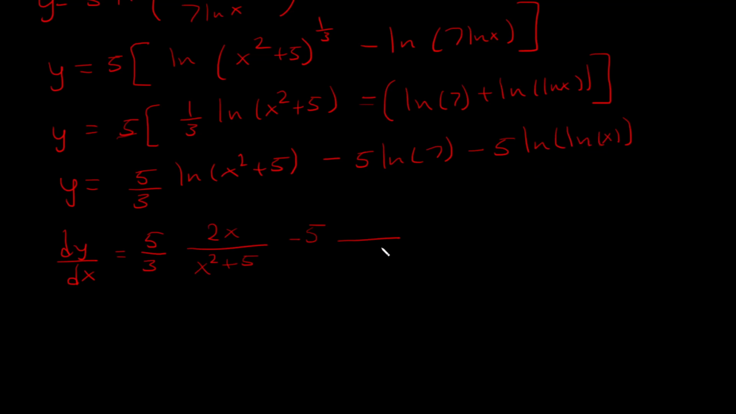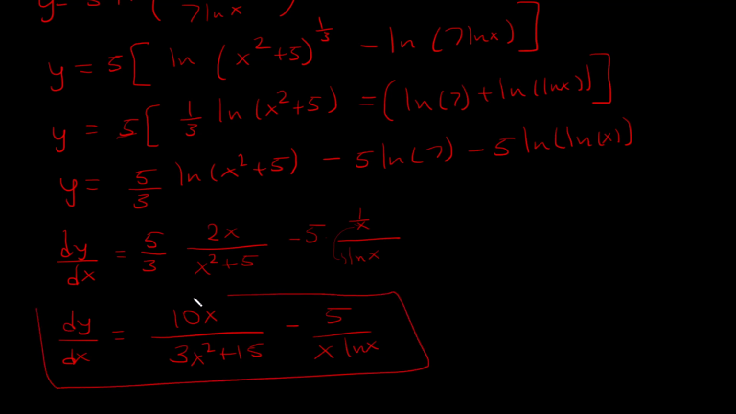So the inside is ln of x, and then you take the derivative of the inside. The derivative of ln of x is 1 over x. That goes on the top. And now we can simplify this further because 5 times 2x is 10x. And you want to make sure this 3 distributes to both the x squared and the 5, so that's 3x squared plus 15. And this x is going to go down here with the natural log. So we have 5 over x times natural log of x. And that is our derivative.